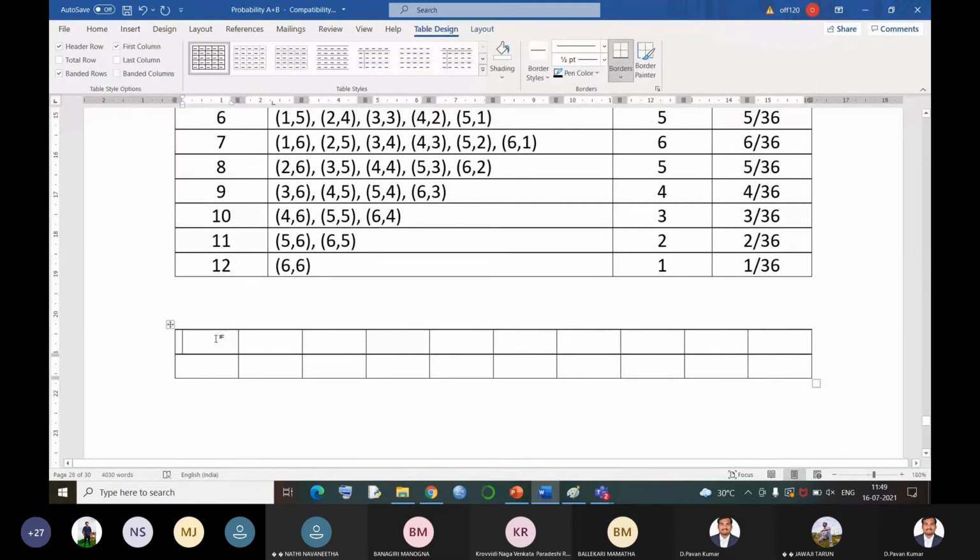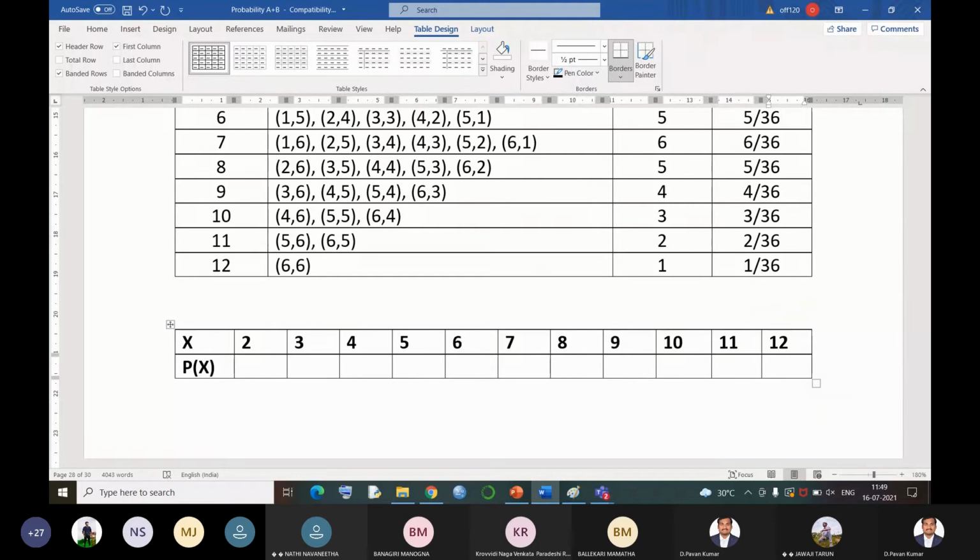Just let us write it. X and P of X values. The numbers starting from 2, 3, 4, 5, 6, 7, 8, 9, 10, and we have 11, 12. These are all the sums of the numbers when two dice are rolled.